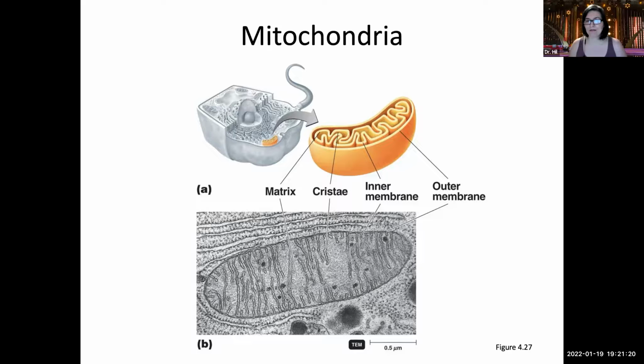Are they being pumped into the intermembrane space, or are they being pumped into the matrix? Which one is it? So far, we're kind of 50-50. So whichever way you go, you're going to be in good company with other people. You shouldn't be afraid to take your guess.